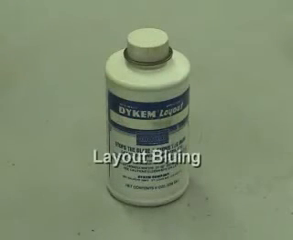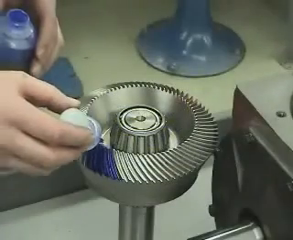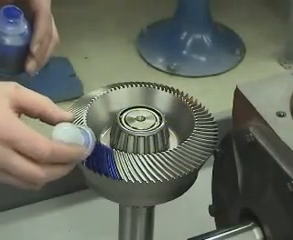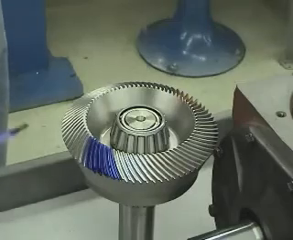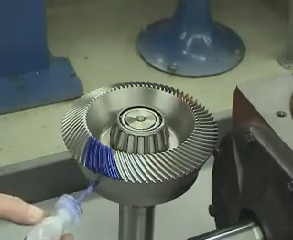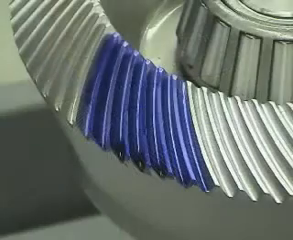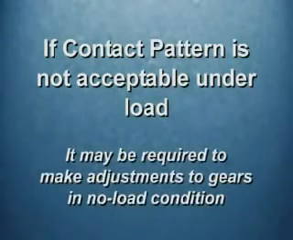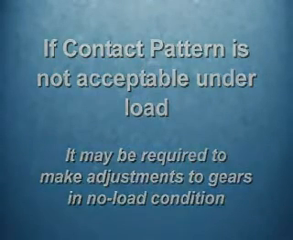First, obtain some layout bluing. This is material similar to a thin paint, and it is available from most industrial supply distributors. This layout bluing can be either sprayed or brushed onto the tooth surface. After running the gears under load with lubrication, the contact pattern under load will be visible. If you find the contact pattern is not acceptable under load, it may be required to make adjustments to the gears in the no-load condition.